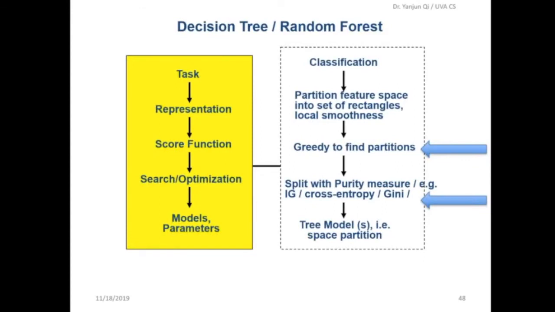So to summarize, it uses greedy strategies to find partitions and pick features as the nodes to split, and then it uses purity measures grounded in information theory. There are information gain or Gini, and also chi-square and cross entropy.